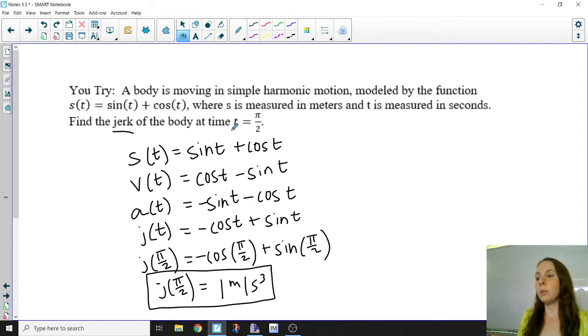And then we were given a specific point in time, t equals pi over 2. And so I subbed that into my jerk function and evaluated. Cosine of pi over 2 is 0. Sine of pi over 2 is 1. 0 plus 1 is 1. Notice the units. We are in a third rate of change, so that is meters per second cubed.